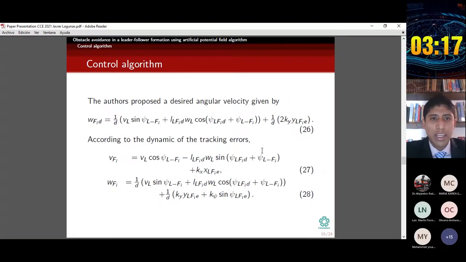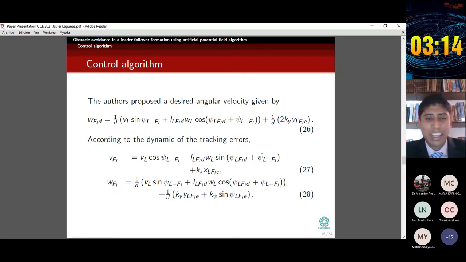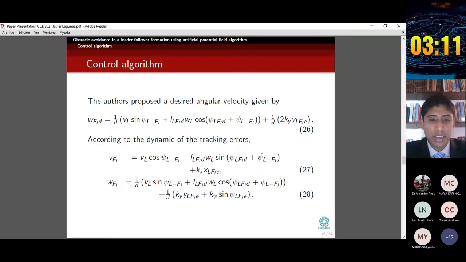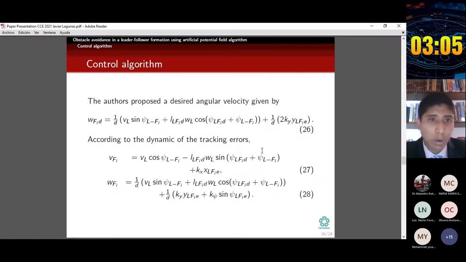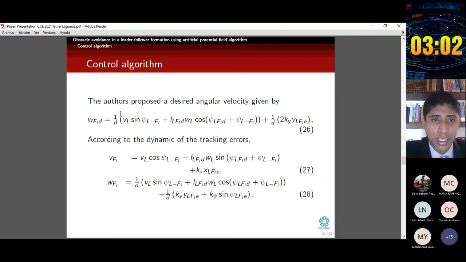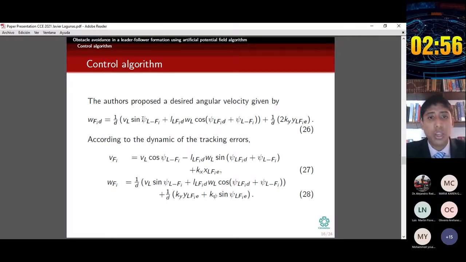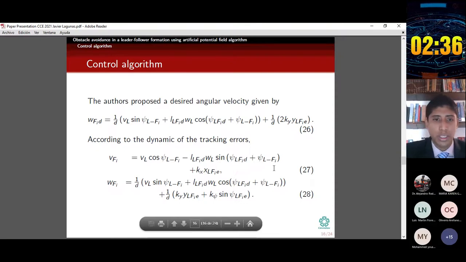Okay, it is observed in the last equations that the desired angle of the follower will be the same as the leader's. This may cause the follower robot to rotate before following the trajectory. In order to solve this problem, we proposed a desired angular velocity given as equation number 26. Also, using the dynamics of the tracking errors, we propose the control inputs for the follower robot, VF and WF, the follower velocity control input and the follower angular velocity control input, in equations 27 and 28.